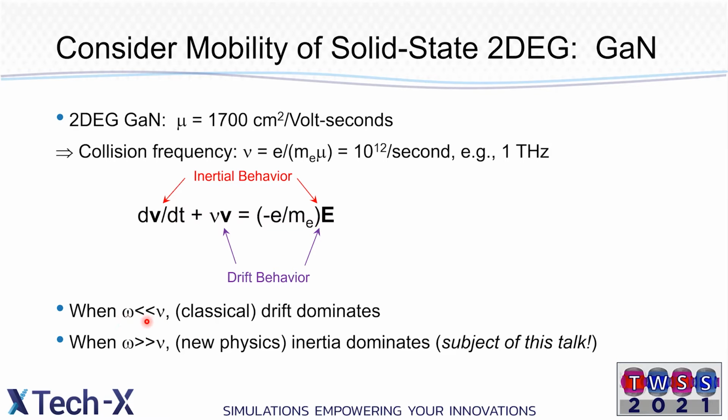So to summarize, when omega is much less than nu, that's frequency less than collision frequency, classical drift physics dominates. When omega is much greater than nu, then inertial physics dominates. We are at 1 terahertz and 1 terahertz. We're right at the transition where drift behavior fails and inertial behavior picks up. And that is the subject of this talk.